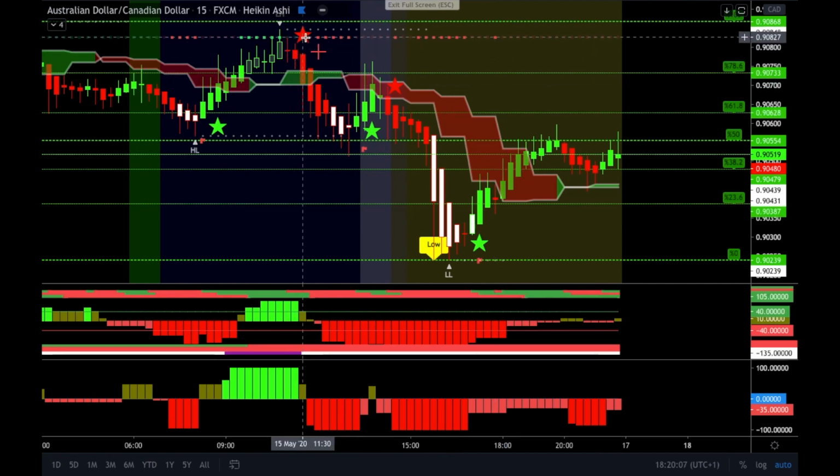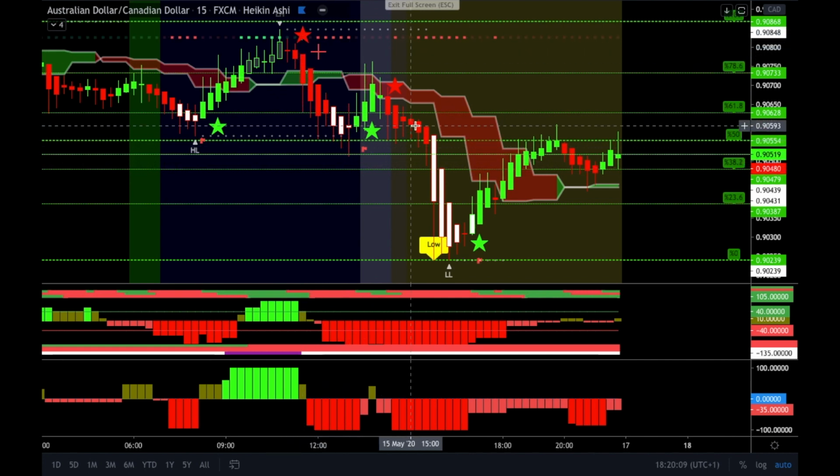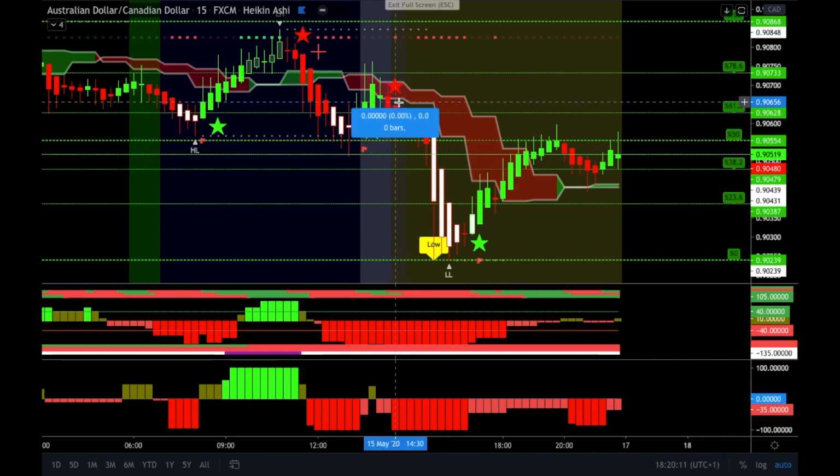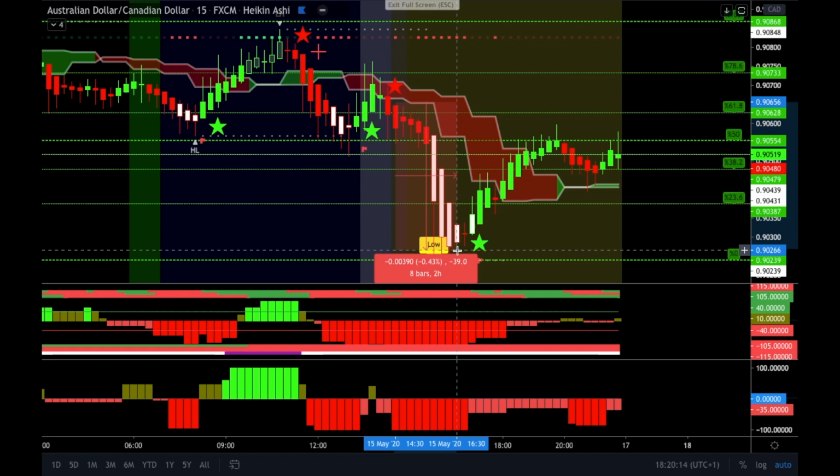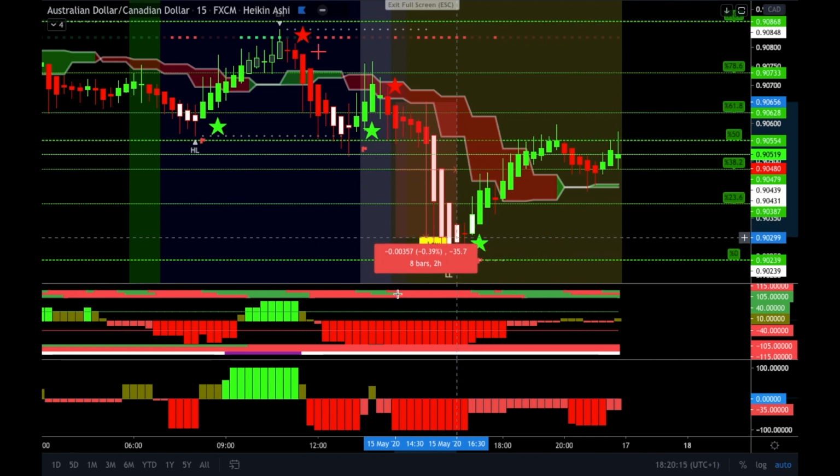You wouldn't have got this star here. Even though it was a nice entry, you wouldn't have got there. You would have got this star here. Brilliant. And then you would have taken this one down, and then you could have taken that to where you needed to. You had all your confluences there. You know the confluences by now.